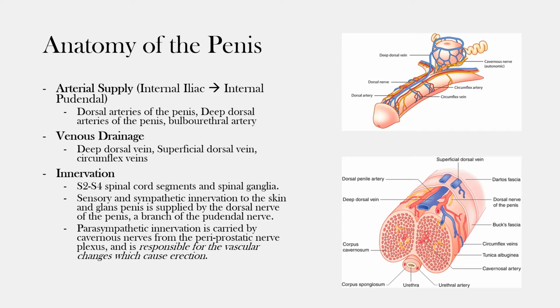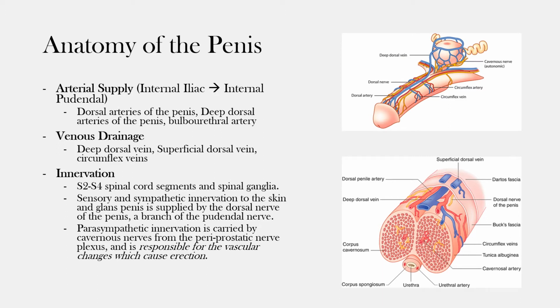And coming off the deep dorsal vein, you have these circumflex veins, which are circumferential around the penis and supply venous drainage. These circumflex veins also penetrate into the corpus cavernosum and drain the corpus cavernosum. Finally, you have innervation of the penis.